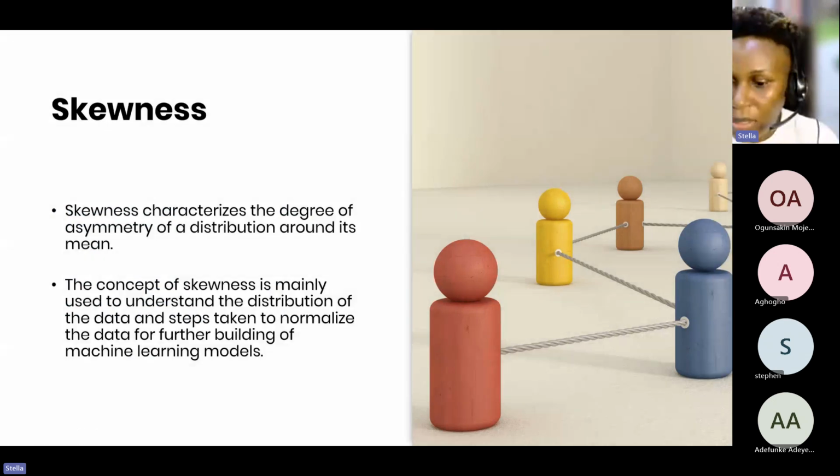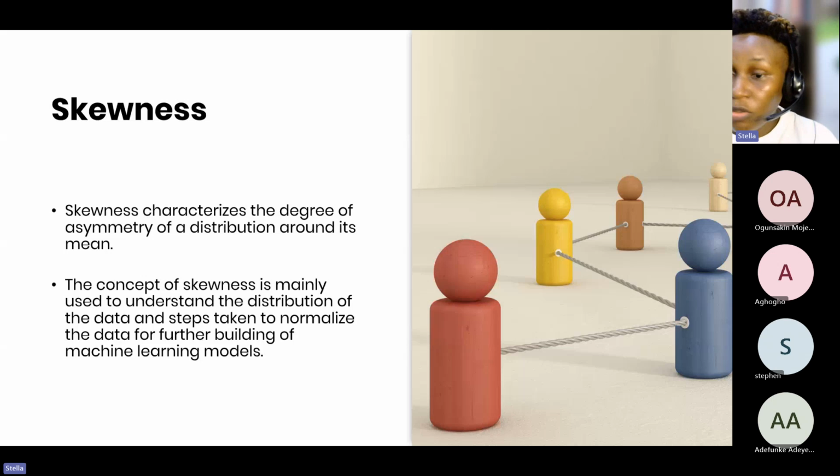When we talk about skewness, what does it really mean? What does it really entail? In skewness, we look at the degree of symmetry, or how symmetrical a distribution is. Is it symmetrical or asymmetrical? The concept of skewness is mainly used to understand the distribution of the data and the steps taken to normalize the data for further building of machine learning models.